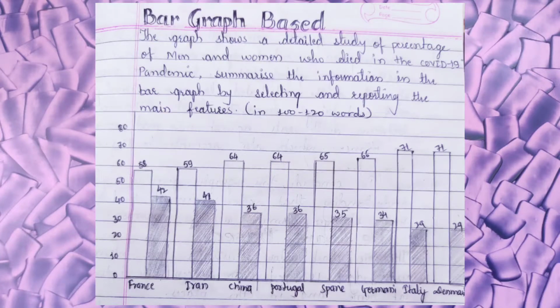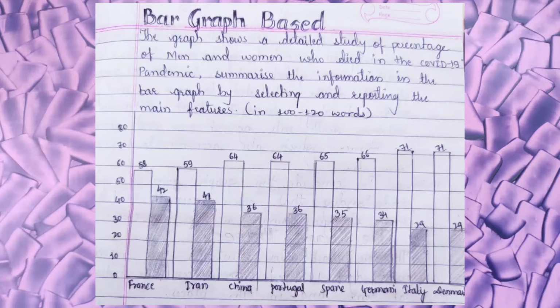Hello everyone. Here there is a bar graph and a question which is asking to write an analytical paragraph. The graph shows a detailed study of the percentage of men and women who died in the COVID-19 pandemic. Summarize the information in the bar graph by selecting and reporting the main features in 100 to 120 words.